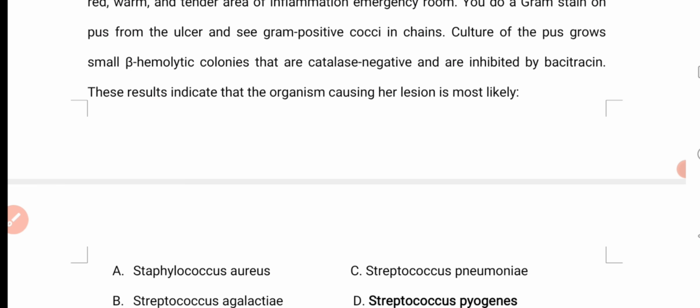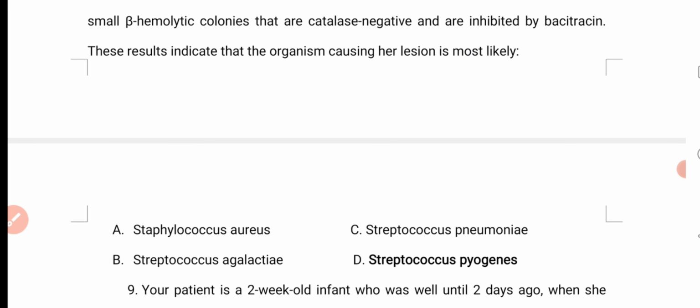Next, it's beta hemolytic. Under beta hemolytic, we see Streptococcus agalactiae and Streptococcus pyogenes, because Streptococcus pneumoniae is alpha hemolytic. From Strep agalactiae and Strep pyogenes, the one inhibited by bacitracin is Streptococcus pyogenes, because Strep agalactiae is resistant to bacitracin. So the correct answer will be D, Strep pyogenes. This is also another question regarding the biochemical tests for identifying gram-positive bacteria.